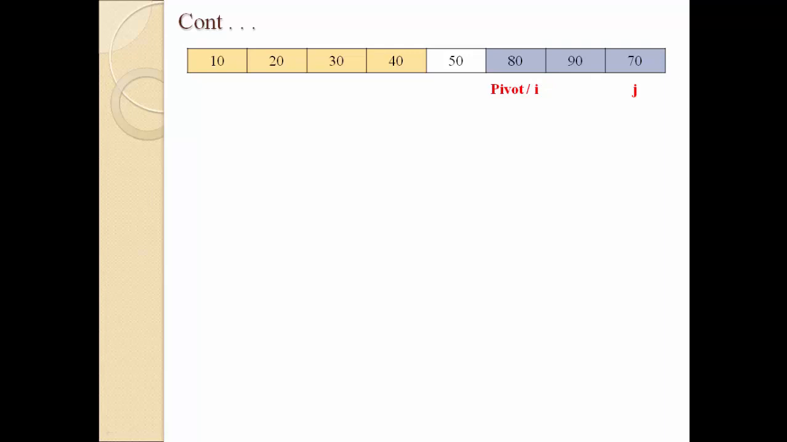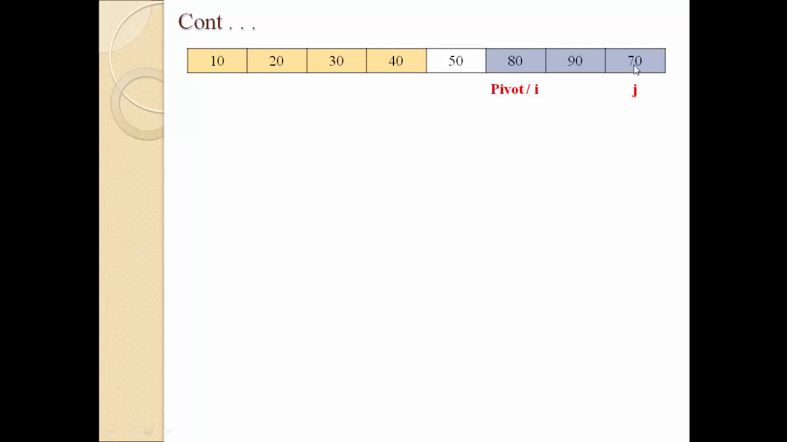So 90 is larger than the pivot element. The next value of I will be on this position. At the same time, we have to reduce the value of J and check whether the number is less than or equal to the pivot or not.